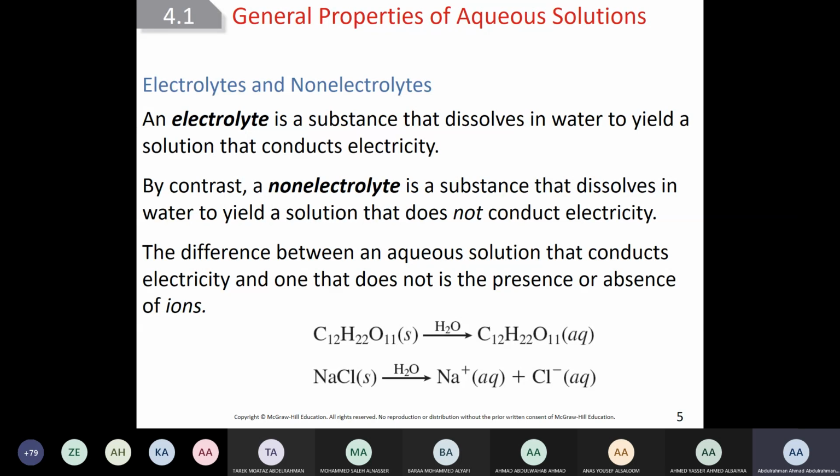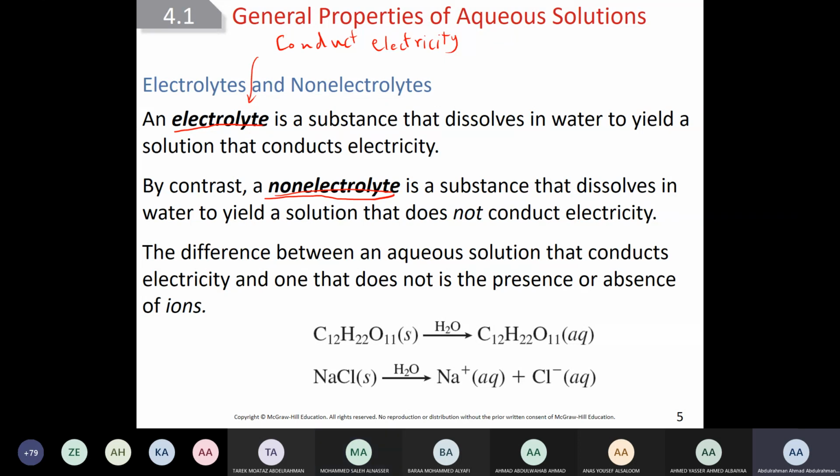Next, I wanted to know electrolyte and non-electrolyte. 2 words. What does electrolyte mean? Conduct electricity. What's the meaning of non-electrolyte? Does not conduct electricity. Exactly. What does conduct electricity mean? It transfers electricity.